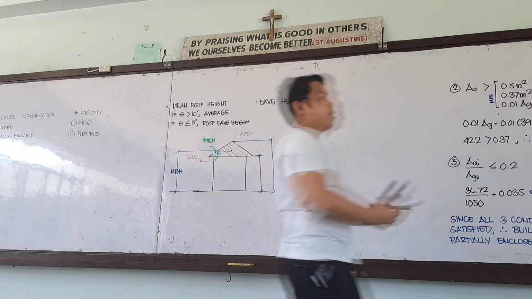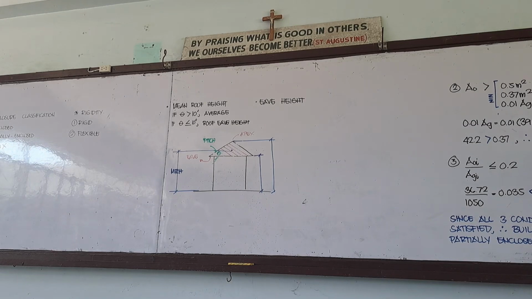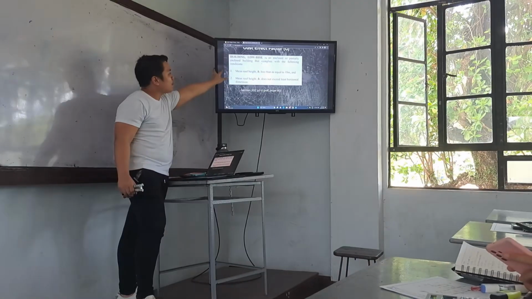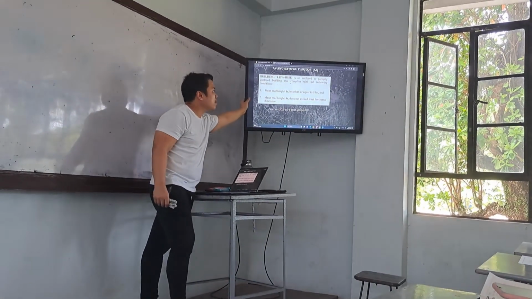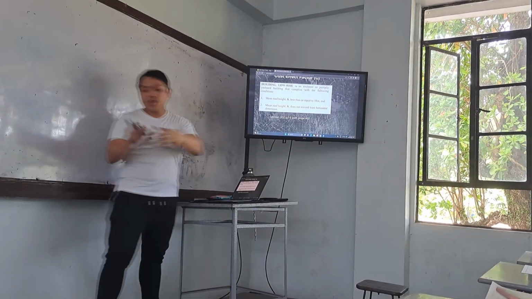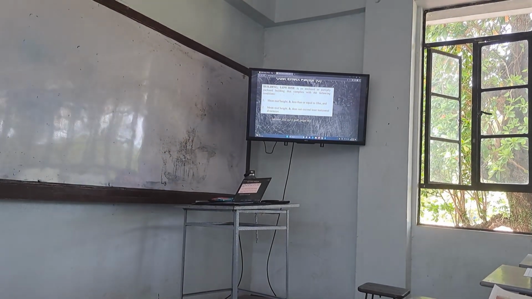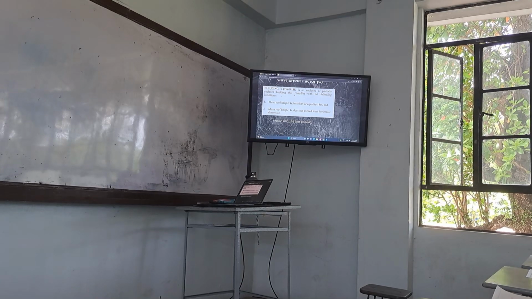So let's go back to what we discussed earlier, which is a rigid building. The building is low-rise if our mean roof height is less than or equal to 18 meters and the mean roof height does not exceed the least horizontal dimension. Okay, let's say this is our building.